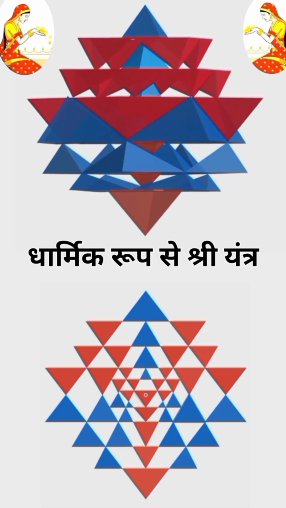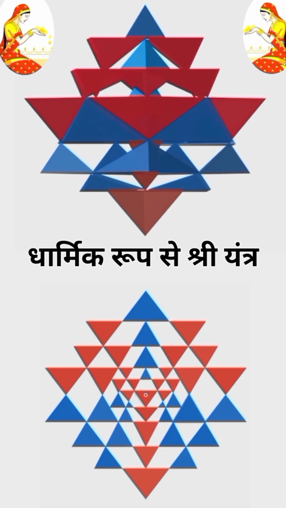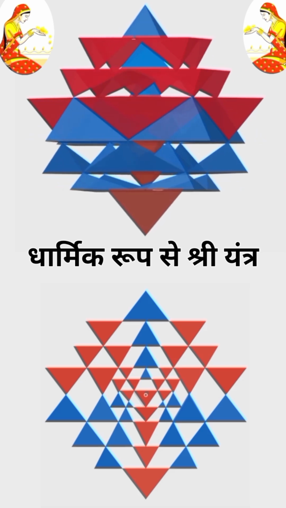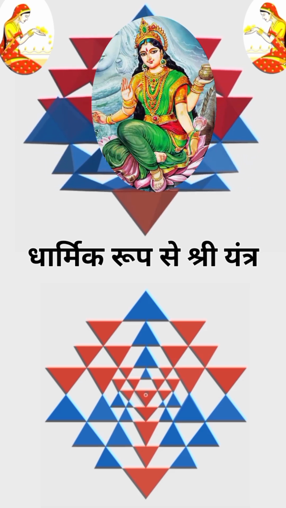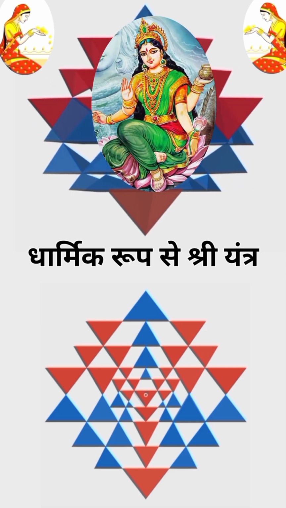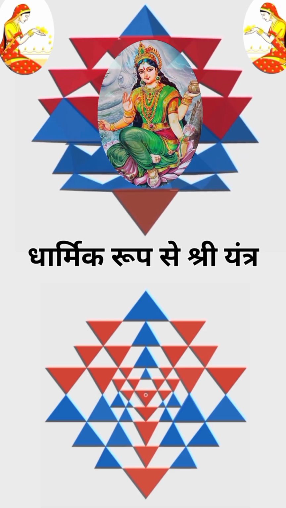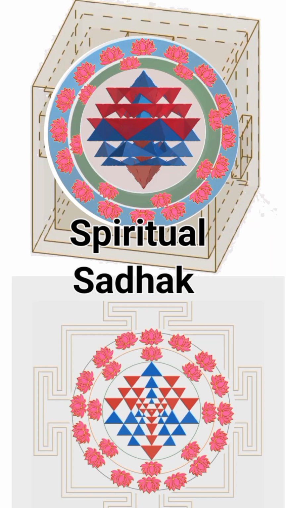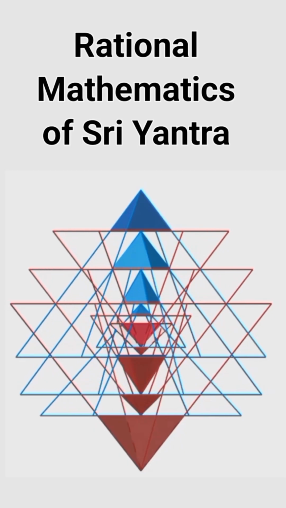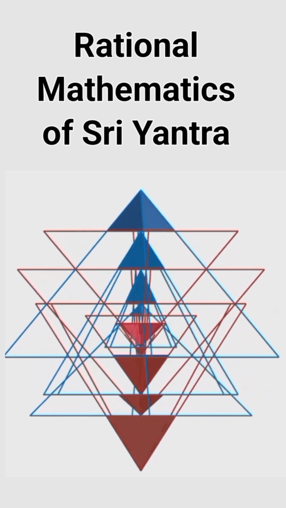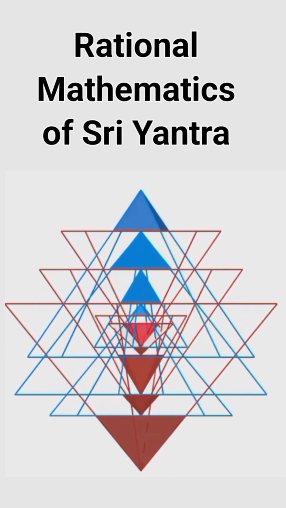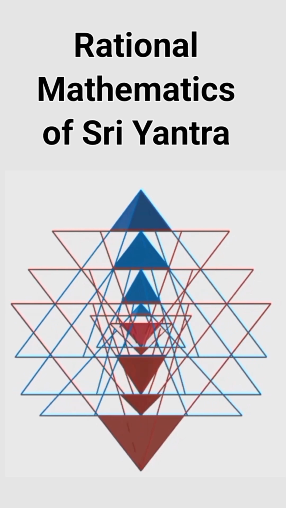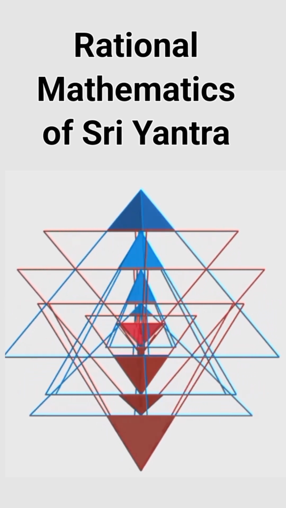I have divided this video into three parts. The first part addresses the religious nature of the spiritual symbol, the Sri Yantra, and here you actually see the deities within Sri Yantra. The second part is about spiritual meaning of Sri Yantra. And the third part that rationally discusses the intriguing mathematics of two-dimensional to three-dimensional Sri Yantra.